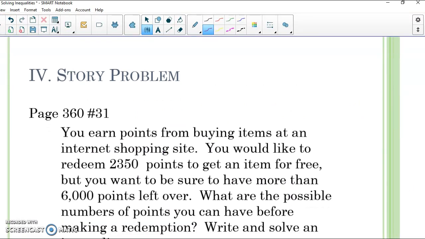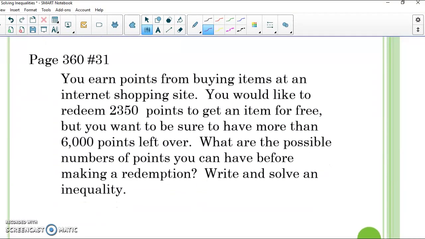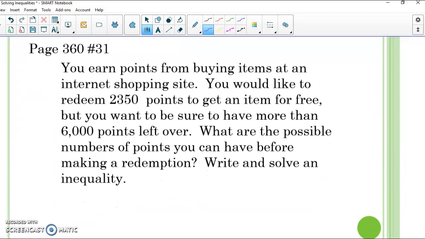All right, last application before you start your homework. This is from page 360, number 31. You have number 32 to do on your homework, so one just like this. You earn points from buying items at an internet shopping site. You would like to redeem 2,350 points to get an item for free, but you want to be sure to have more than 6,000 points left over. What are the possible numbers of points you can have before making a redemption? Write and solve an inequality.